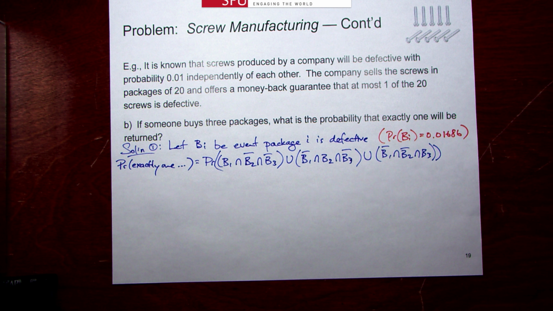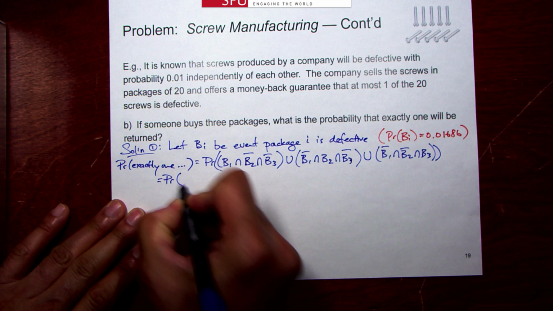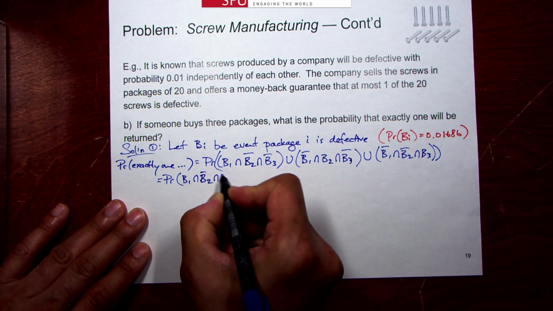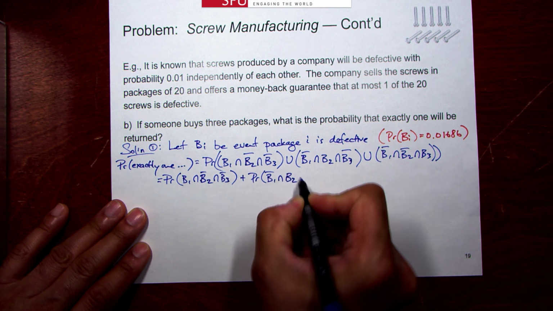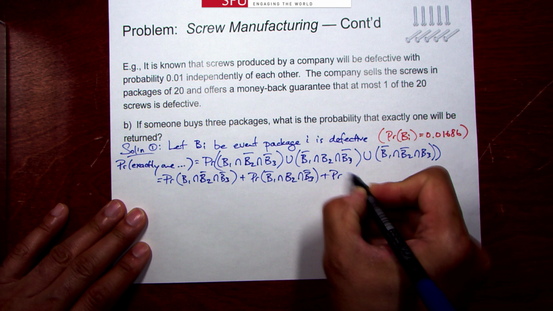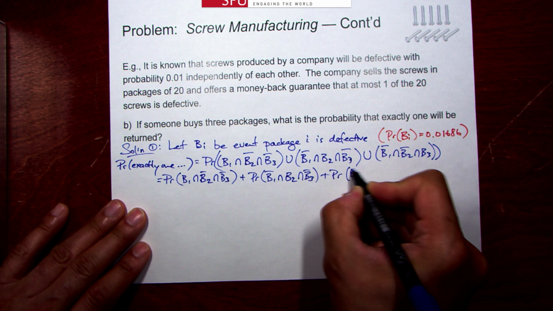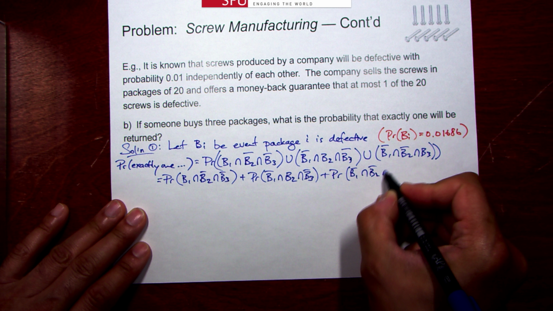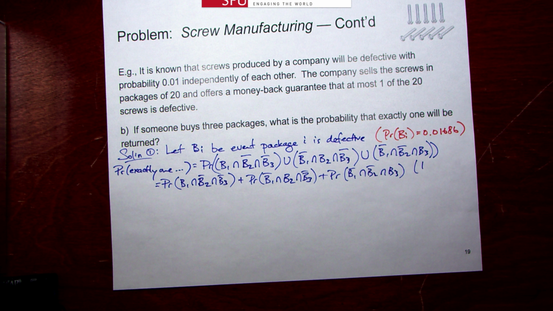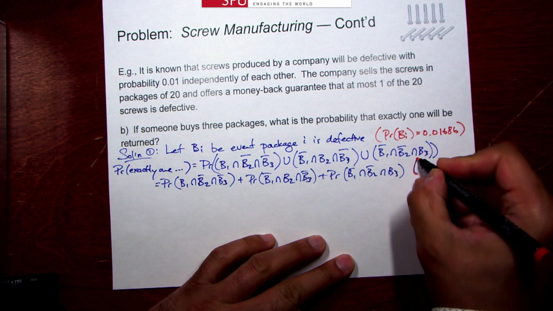These things are disjoint events, so you can use the disjoint sum rule and just write out each of these individually. I'll do one more line here. Plus the probability that package 2 is defective and only package 2, plus the probability that package 3 is defective and only package 3. Sorry, I should write that in a different color just so it stands out. Disjoint sum rule.